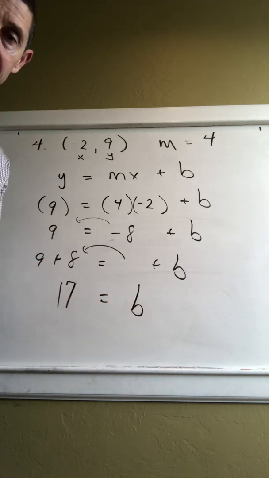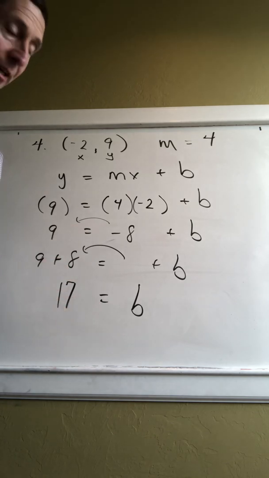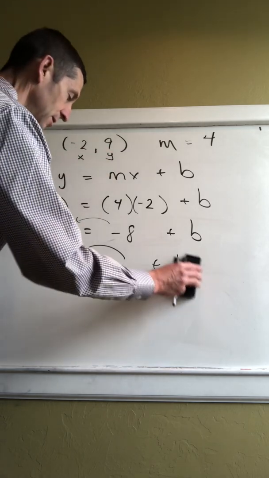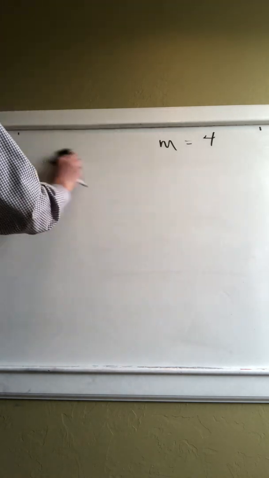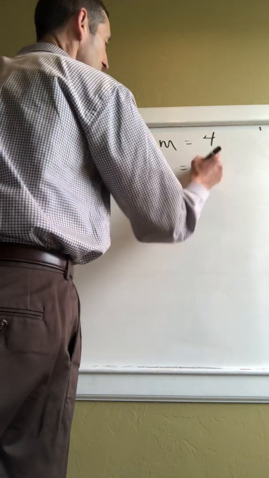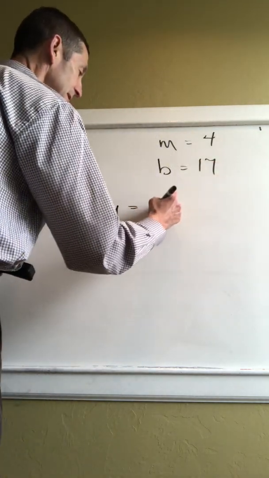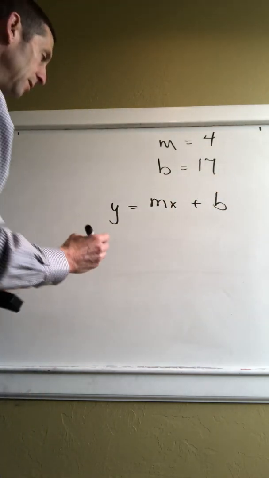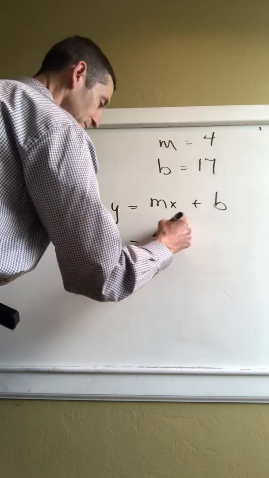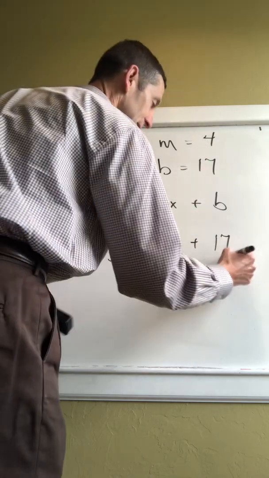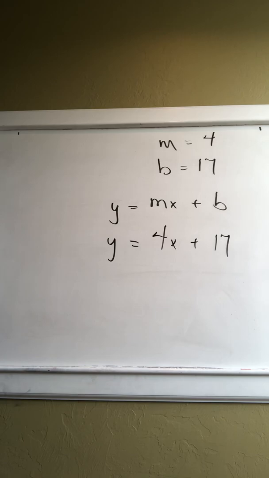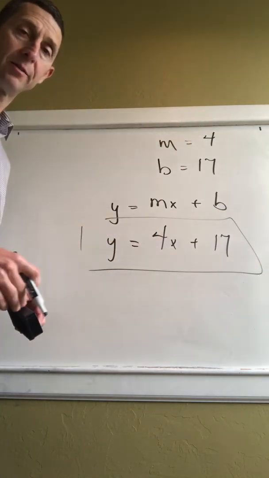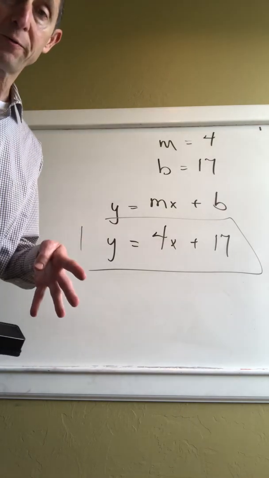Okay, two things you got to find. You got to find m and you got to find b. I got m given to me. I just found b. Now I can write that equation. b equals 17. Let's get it in there. It has to go into this equation, y equals mx plus b, which means y equals m, that's 4, b, 17. And you got it. This is your final answer. It's awesome. Okay, so that's all 4 examples.